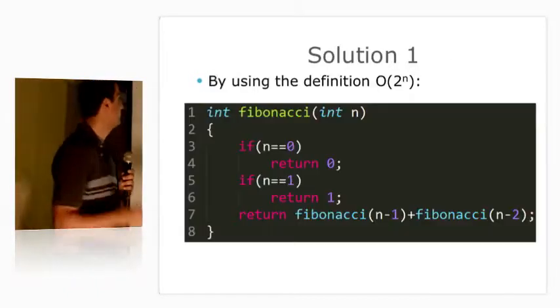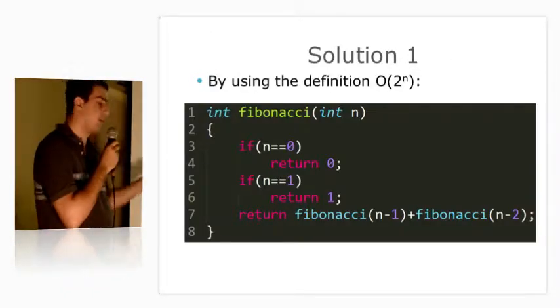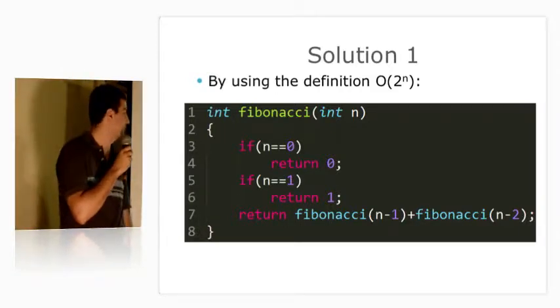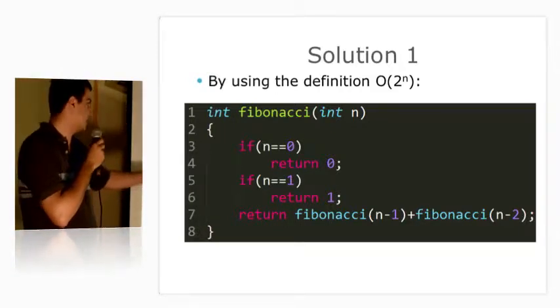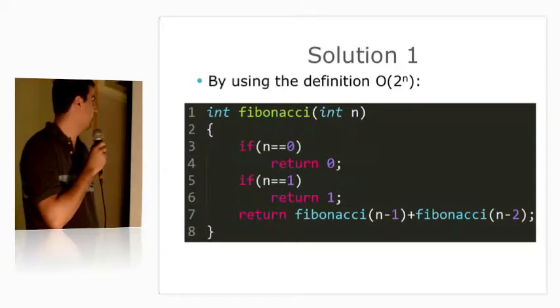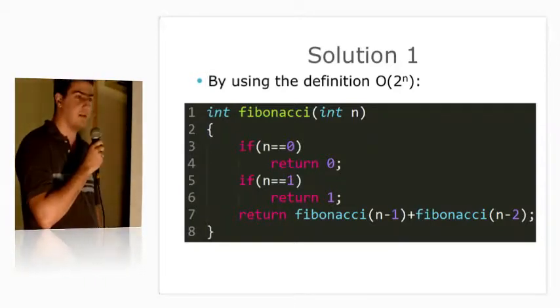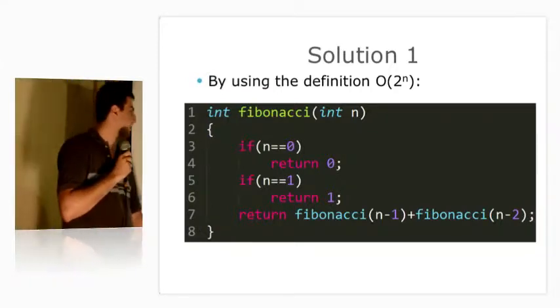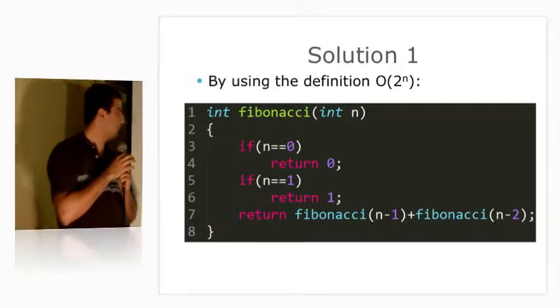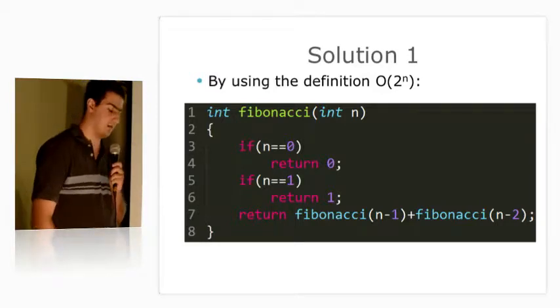One of them is to use the definition, which is big O of 2 to the n, which is exponential. It's just simply if n equals 0, we return 0. If n equals 1, we return 1. Or else we return Fibonacci of n minus 1 plus Fibonacci of n minus 2. This is a very slow method.